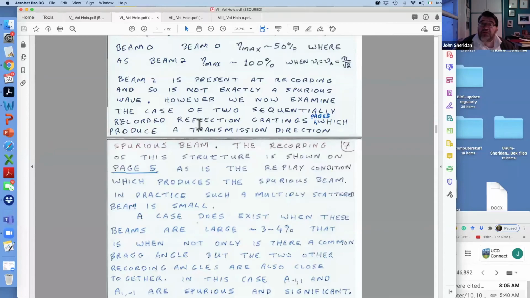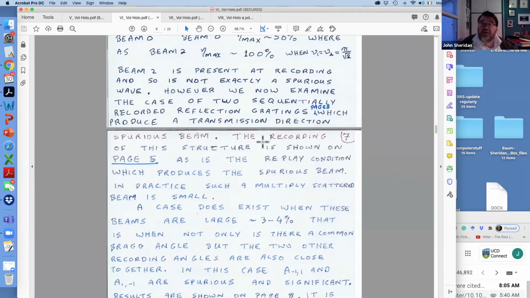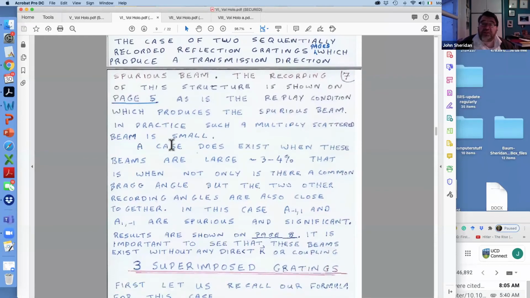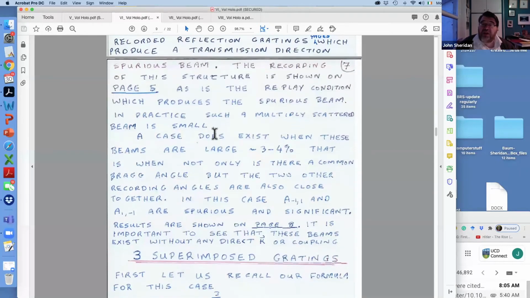The case of two sequentially recorded reflection gratings which produce a spurious beam which is transmitted. So this is, again, just showing you the complexity of what can happen here. In practice, such a multiply scattered beam is typically small. There isn't a lot of power in it.